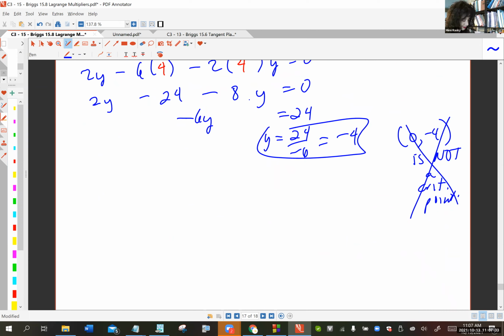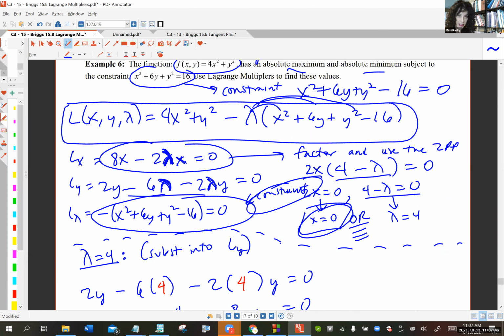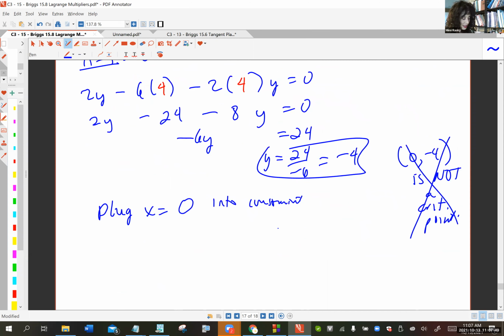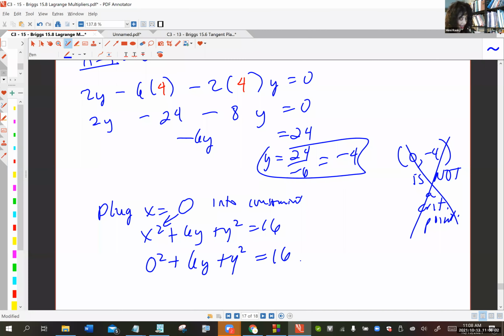So now what? You're going to plug x equals 0 into your constraint. Because we did get that. We did get it. When? Well, up here, we're like, hey, x is 0. Okay. We'll plug that in the constraint. So remember, your constraint was x squared plus 6y plus y squared equals 16. And if you plug x equals 0 in here, then what? You get that. Oh my goodness.